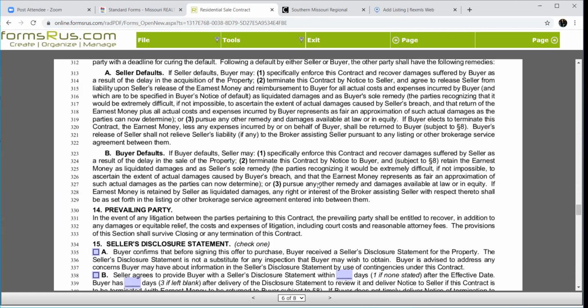If the buyer defaults, the seller has essentially the same remedies. They can sue for performance, they can mutually release them, and or they can sue them. If they mutually release them, the seller is only entitled to the earnest money. They don't get any of their other expenses back because it's deemed that those expenses will later be utilized in the future sale of the home.